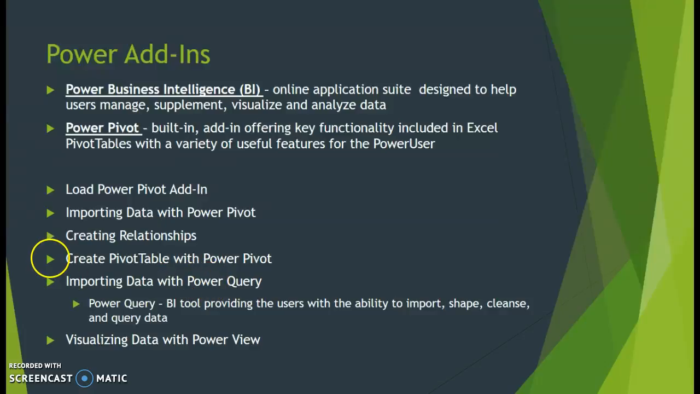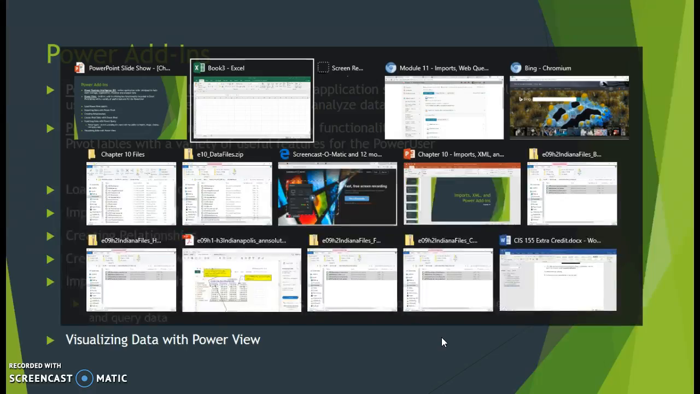We're going to look at how to load in Power Pivot, how to import data within Power Pivot, creating and managing relationships of that imported data, and then we're also going to look at creating pivot tables and importing data using Power Query, which is able to go out and use external connections and pull information. And then from there, you'll be able to visualize some of the data with your Power View, and that's going to be important for you in your assignment and hands-on exercises. So let's go over to our Excel worksheet.